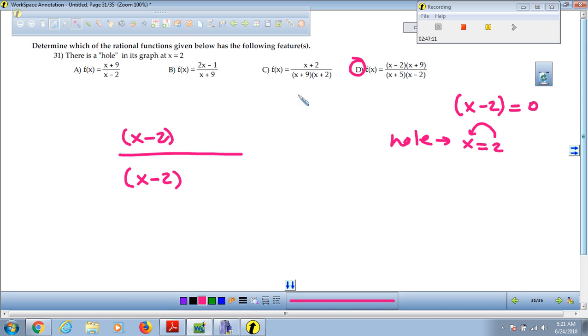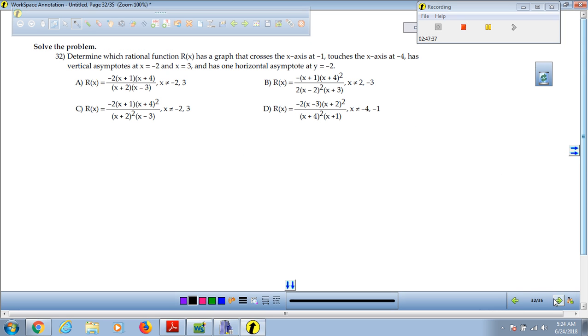It's not going to be this one because the hole on this one, when you work it out to solve for x, you get negative 2, which is not the hole that they're giving you here. Next question.